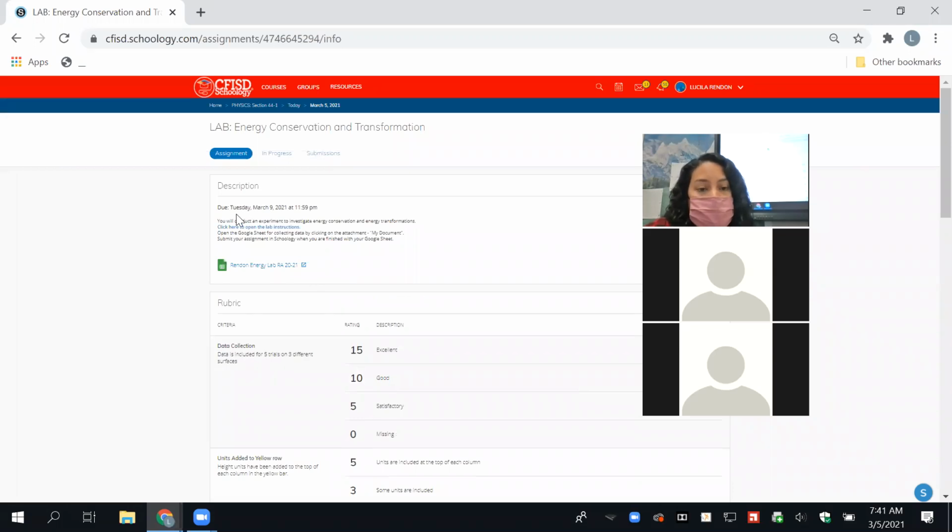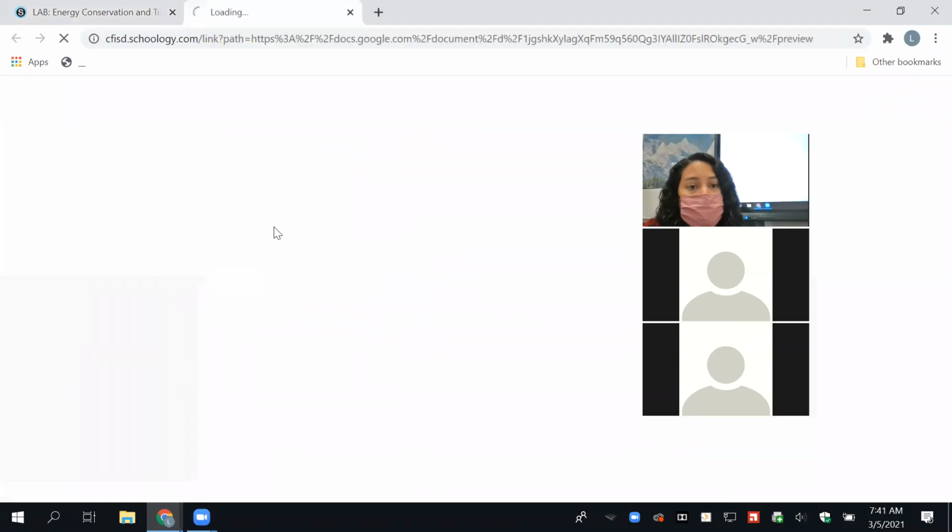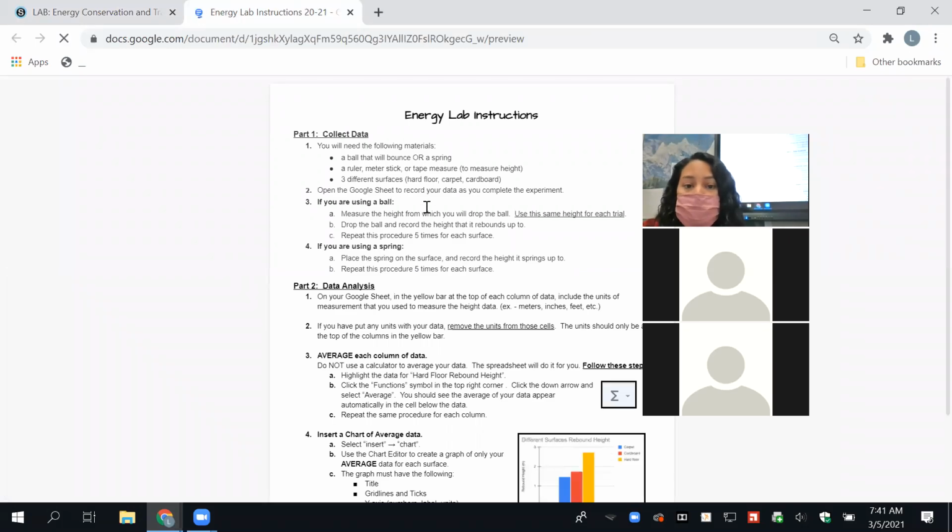But let's go over it. So you will conduct an experiment to investigate energy conservation and energy transformations. Click here to open the lab instructions. This right here is the lab instructions that you need to follow through to do your lab. The first part is when you're actually collecting the data.